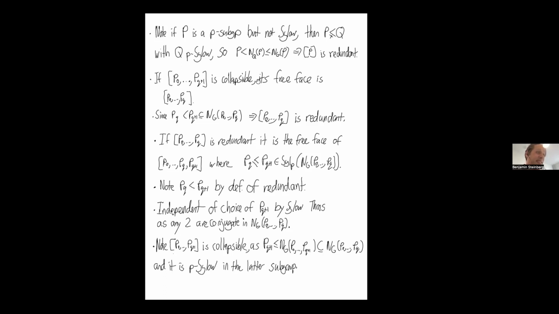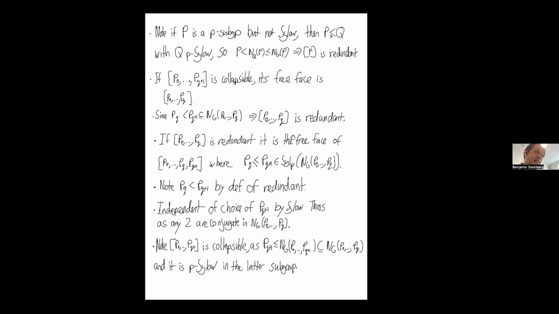If I have a collapsible cell, the free face is going to be, as I said, remove the last guy. If I remove the last guy, then because P_{q+1} normalizes all these guys, because the Robinson complex are the ones where the biggest guy normalizes everything, this P_{q+1} is in the normalizer of all these guys, and therefore P_q is not a p-Sylow subgroup of this normalizer because there's a bigger one. So this is really redundant. Remember, being redundant just means that there's nobody I can add at the end. Since P_{q+1} was somebody I could add at the end and stay Robinson, this guy is redundant.